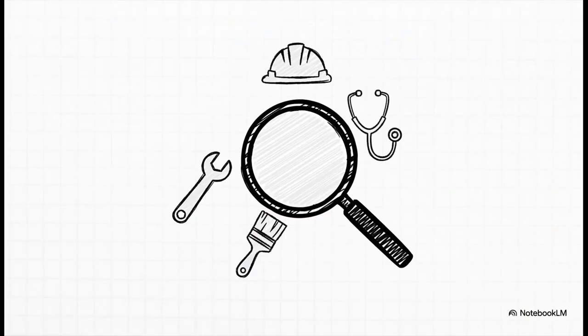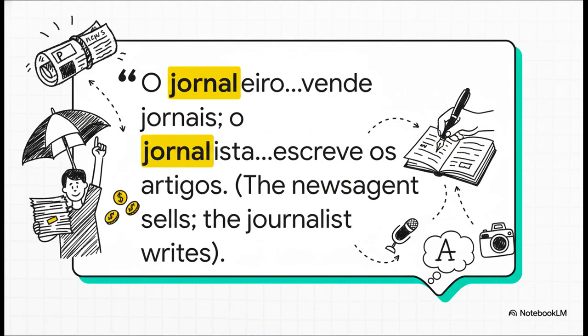So let's zoom in on one of the most common jobs for a suffix, creating the words for what people do for a living. This is such a great example. The root word here is jornal, which means newspaper. Now, add the suffix ado, and you get jornaleiro. That's the person who sells the newspapers. But switch it out for the suffix ista, and you get jornalista, the person who writes for the newspaper. Two different jobs, both from one single root.